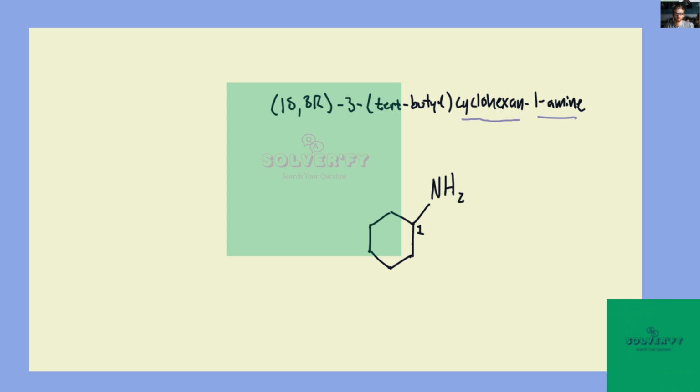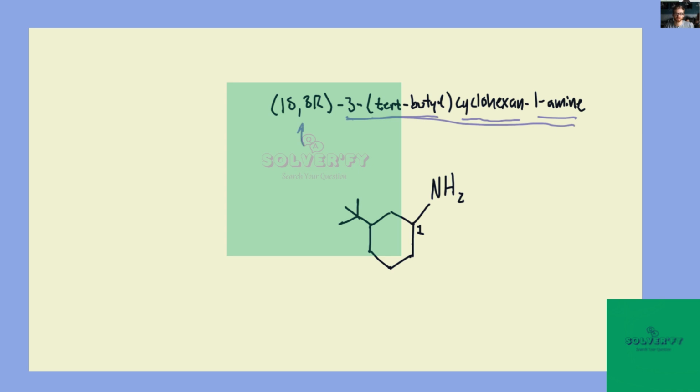What else do we know about the molecule? Well, we know on carbon 3 there is a tert-butyl group, right? And so here is pretty much arbitrary. We can say 1, 2, 3 or 1, 2, 3. Let's just put it over here. Why not? Let's call this carbon 3 and put our tert-butyl group there. So now we have handled everything to do with the molecule except for the stereochemical designation.